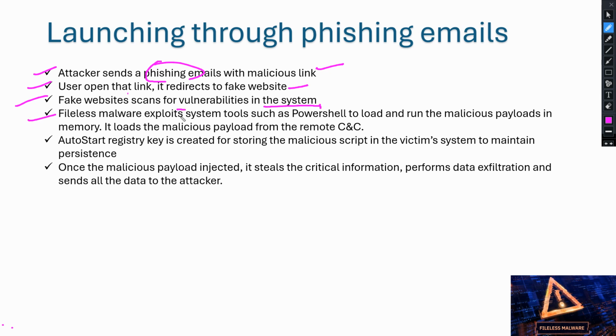Then fileless malware exploits system tools such as PowerShell to run the malicious payload in memory. It loads the malicious payload from the remote command and control. Then an auto-start registry key is created for storing the malicious script in the victim system to maintain persistence. Once the malicious payload is injected, it steals the critical information, performs data exfiltration, and sends all the data to the attackers.